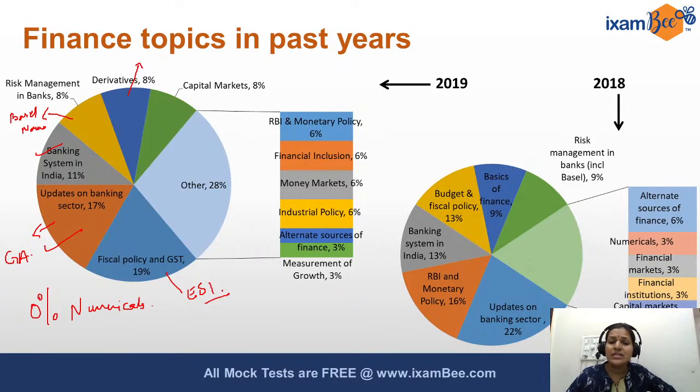Money market, industrial policy, measurement of growth, common with again the ESI paper, RBI and its monetary policy. Similarly, 2018 was a similar type, updates on the banking sector got the highest weightage. So if you are reading, if you are aware of what is happening around you, if you are preparing well for GA, you are preparing well for this exam.